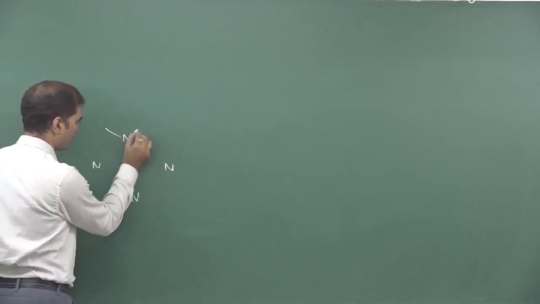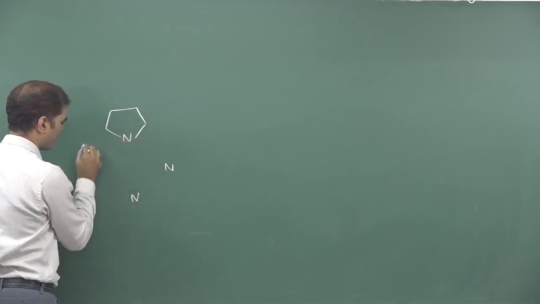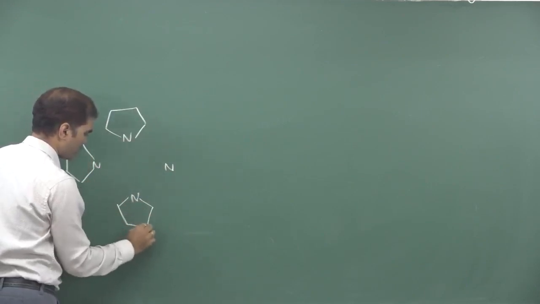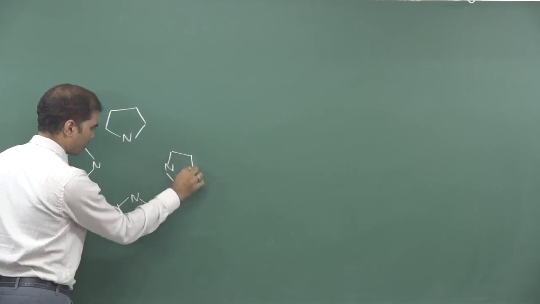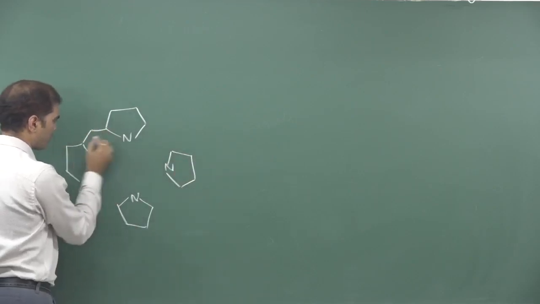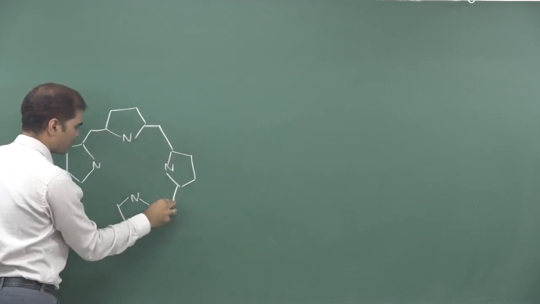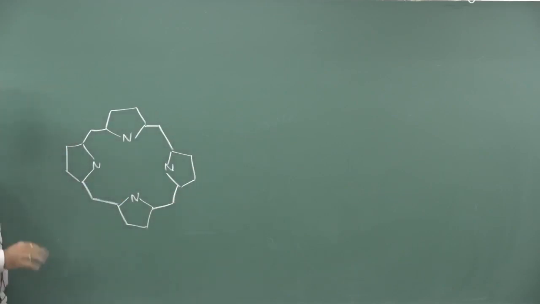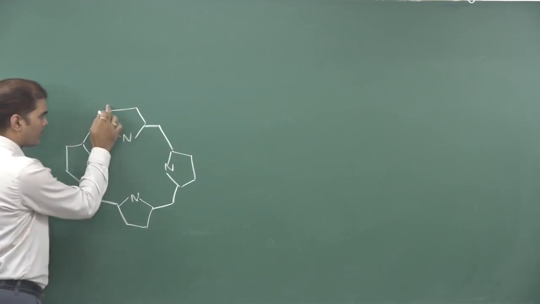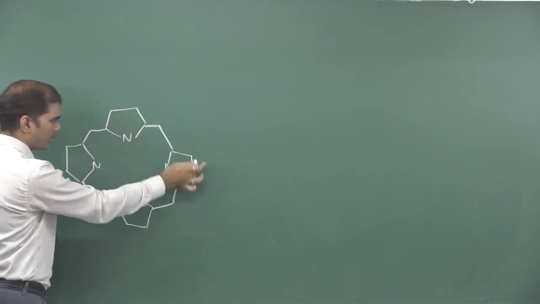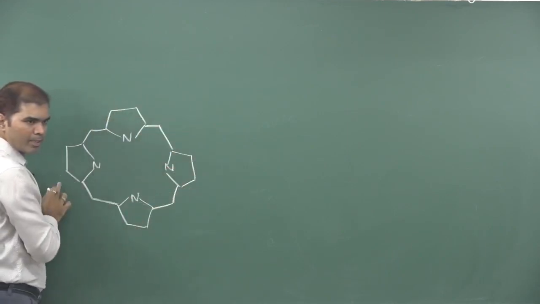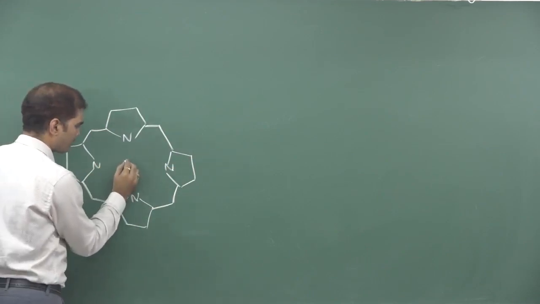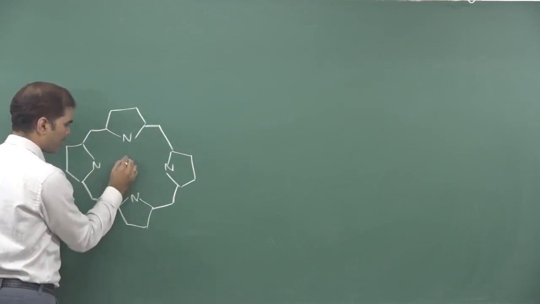First put 4 nitrogens, make it a part of porphyrin. I mean, these are pyrroles. Join them with methine bridges. I am not putting all the substitutions. There will be substitutions also. Methyl, vinyl, acetates will be present. 2 acetates will be present. That will come in bioinorganic chemistry. This is iron present in the center.